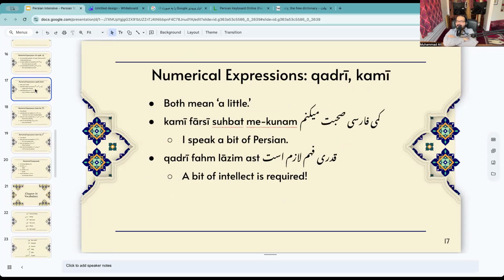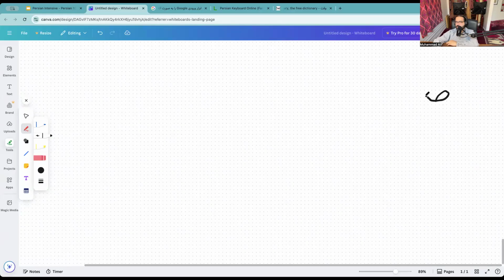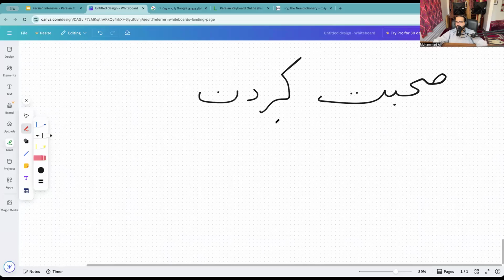And then we have qadri and kami. They both mean a little. They just have different etymologies. Qadri is from qadr, which is Arabic, the qadr that we saw a second ago. Whereas kami is from kam, and kam means little in Persian. So you could say kami farsi sohbat mikonam. In this instance, we have the compound verb sohbat kardan. Sohbat kardan, speaking, doing. And the present stem is kon, which you guys saw in your vocabulary.